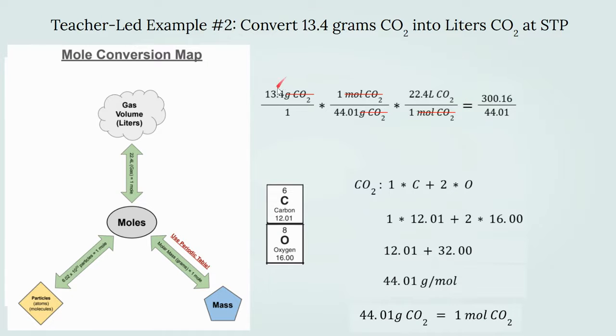Multiply across the numerators, 13.4 times 1 times 22.4, gets us 300.16. In the denominator, 1 times 44.01 times 1 just gets us 44.01. Do your division, and you'll find that you get 6.82 liters of CO2, the only unit that didn't cancel. So we're essentially saying that 13.4 grams of CO2 is the same thing as 6.82 liters of CO2.